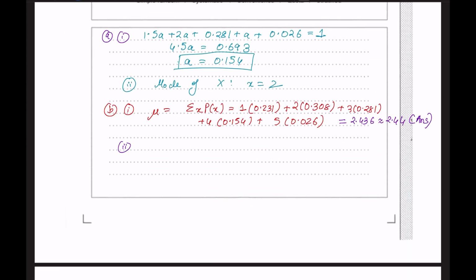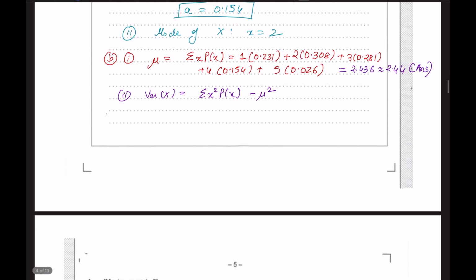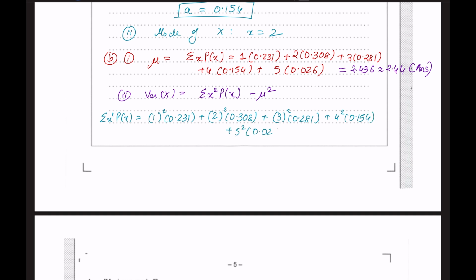Next, we have to find variance. The formula for variance would be summation of x squared p(x) minus mean squared. We need to find this summation x squared p(x). This will be 1 squared times 0.231, 2 squared times 0.308, 3 squared times 0.281, 4 squared times 0.154, and 5 squared times 0.026. And when I plug everything in my calculator, I'll get 7.106.